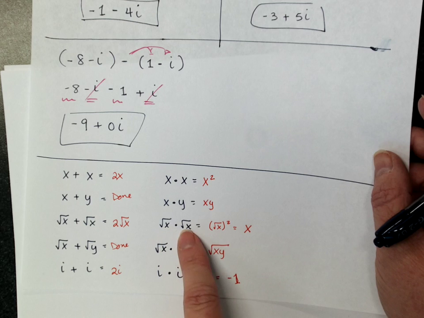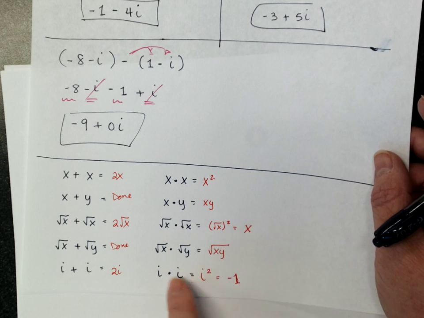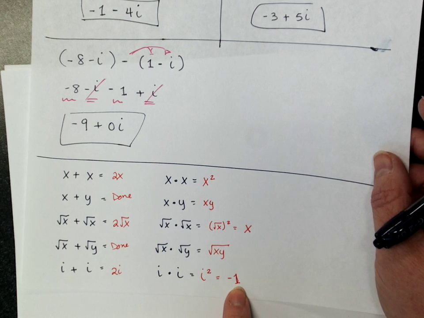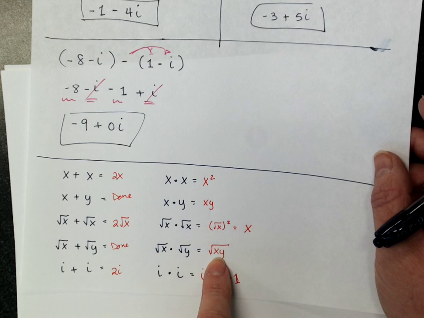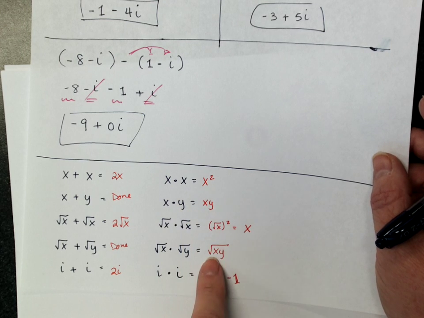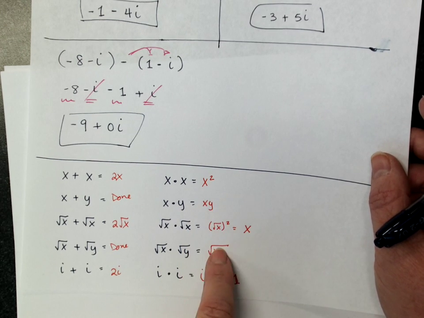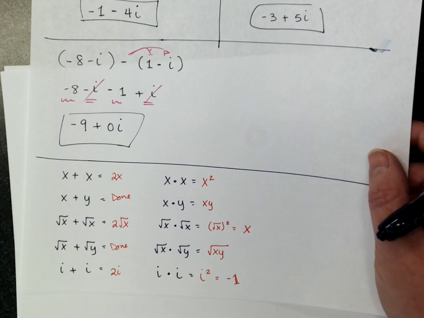If you square a radical, it kills the radical. If you square an i, it kills the i. And if it's not the same thing, not the same radicand, your product rule still allows you to combine things. You can just take away the dot and combine them. You just can't smoosh them together any further. Okay.